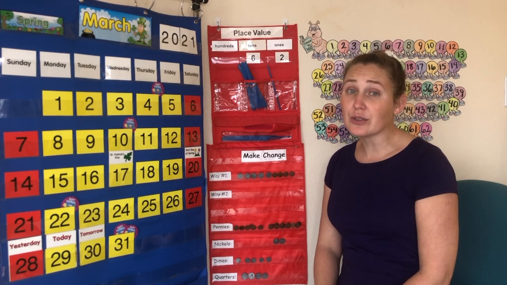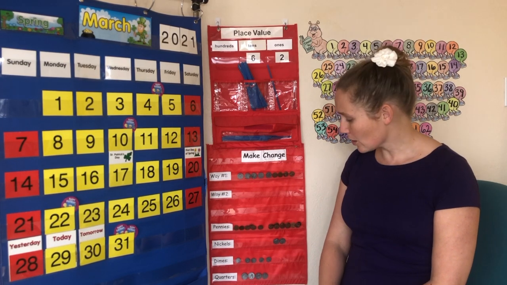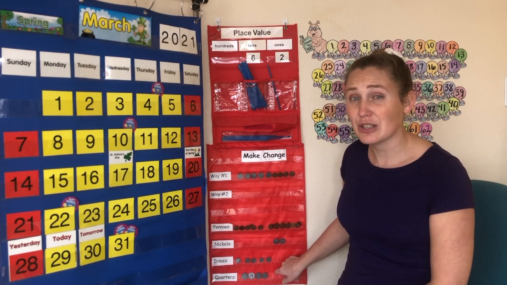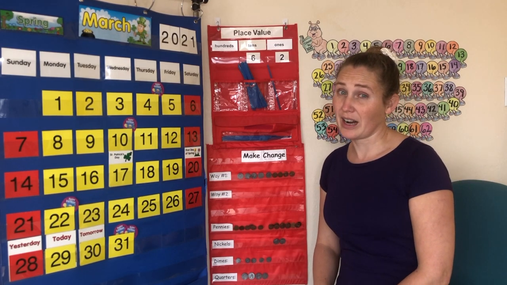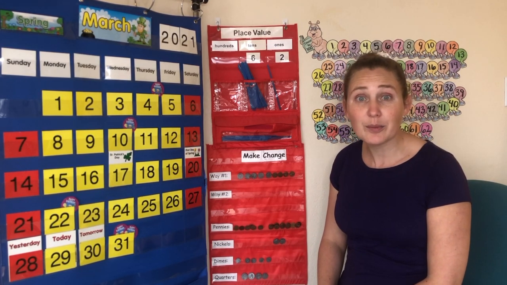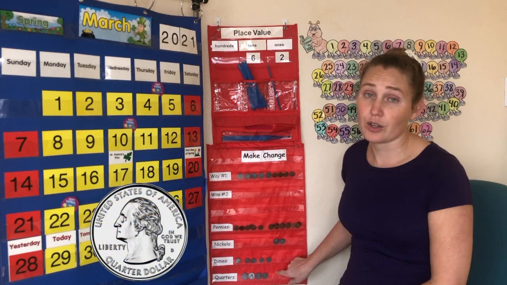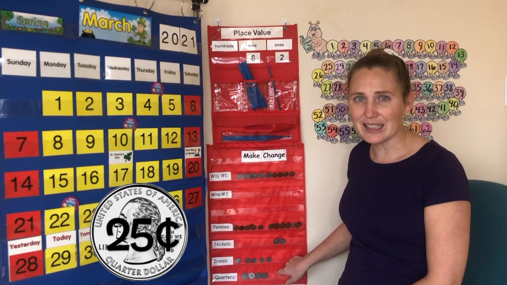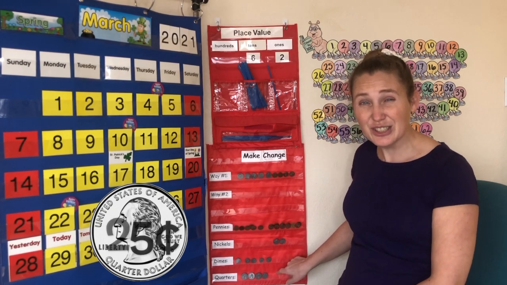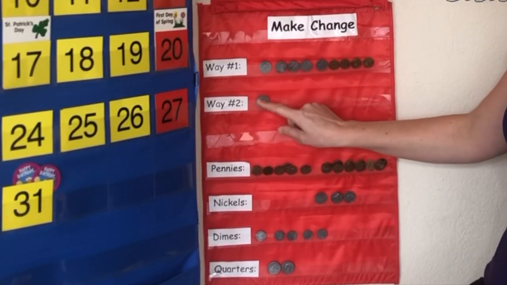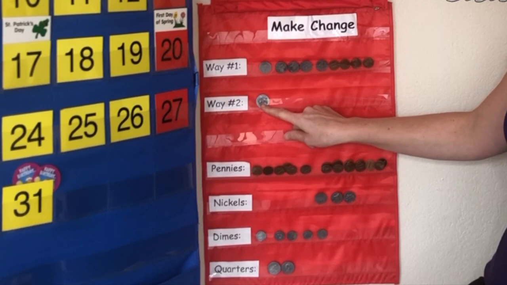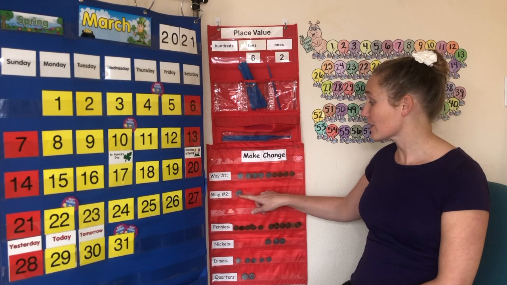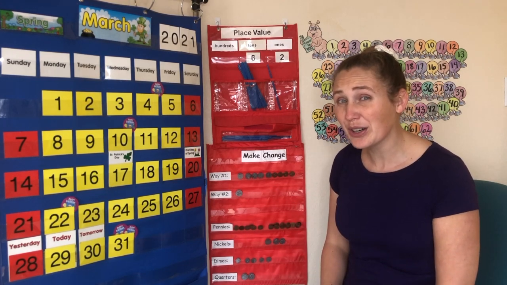Remember, to use the least amount of coins, we always look at our biggest coins first and see if they go into our number. We're trying to make 29. Our biggest coin is a quarter. A quarter is worth 25 cents. Can 25 go into 29? It can. You're right. One quarter worth 25 cents. That's the same as 5 nickels. We can use less coins by using a quarter.